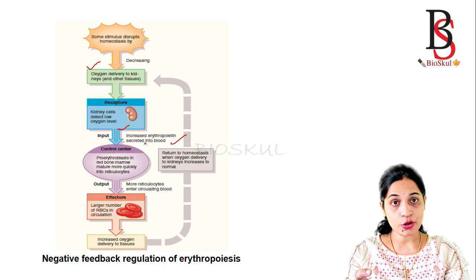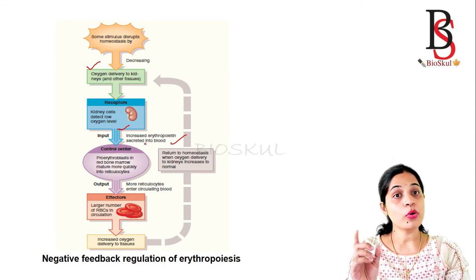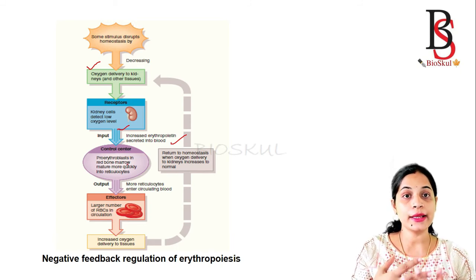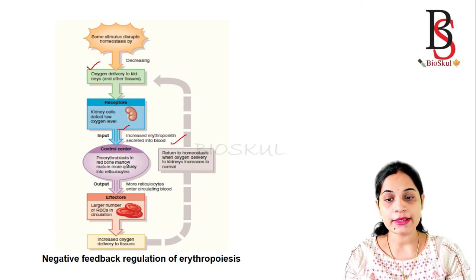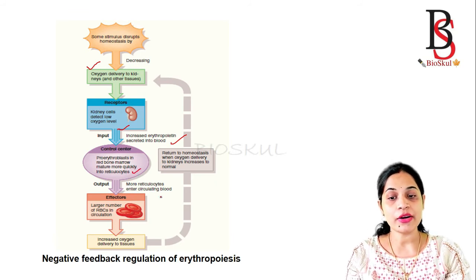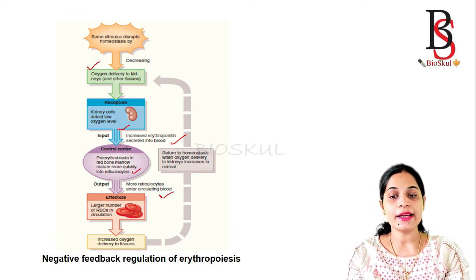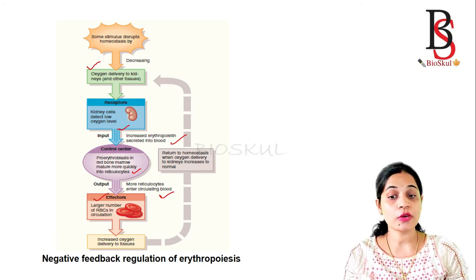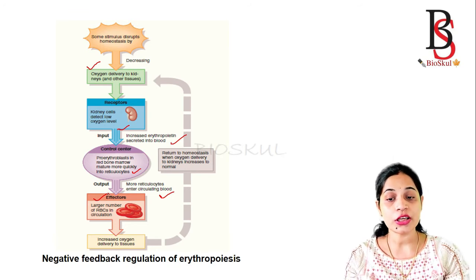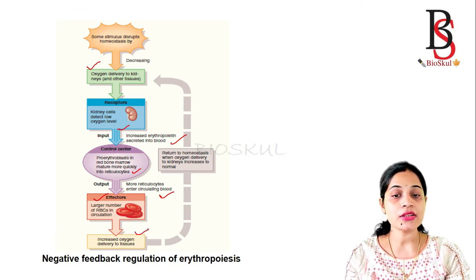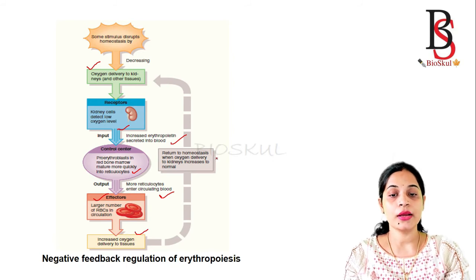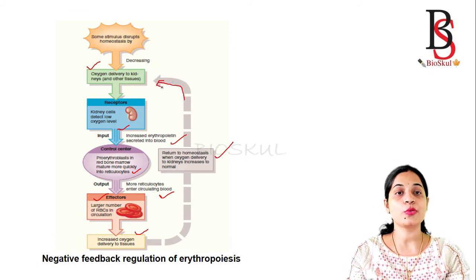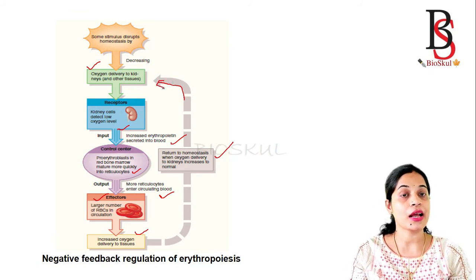When erythropoietin is secreted into the blood, the pro-erythroblasts in the red bone marrow mature more quickly into reticulocytes. More reticulocytes now enter the circulating blood, and a larger number of RBCs are present in the circulation. Increased production of red blood cells and increased oxygen delivery to the tissue returns the homeostasis back. This is how the erythropoiesis process is regulated in our body.